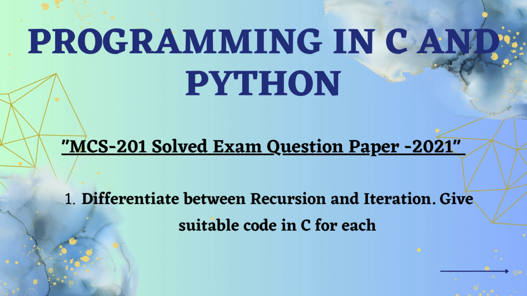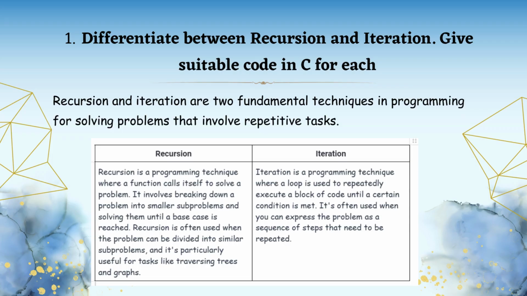Hi, in this video I cover the previous year's question paper solution for MCA first semester subject MCS201, Programming in C and Python. The first question is: differentiate between recursion and iteration. Give suitable code in C for each.